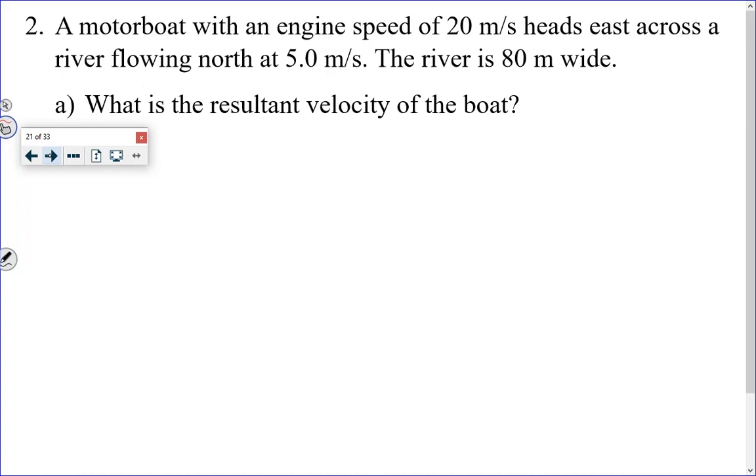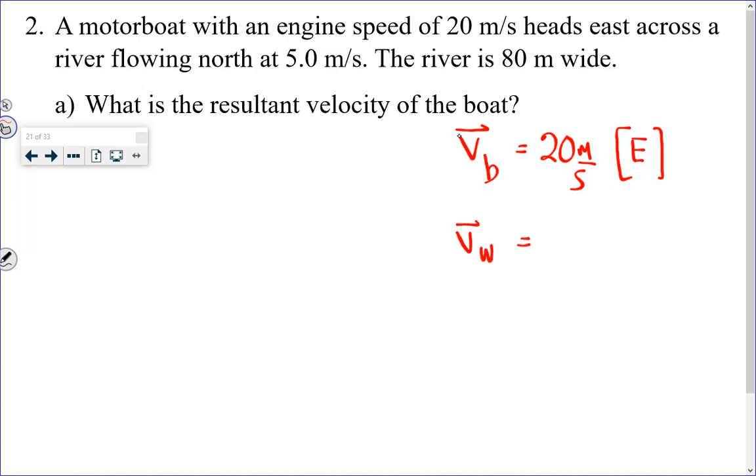All right, number 2. A motorboat with an engine speed of 20 meters per second heads east. So this is what I would call the velocity of the boat. It's 20 meters per second east. When I say the velocity of the boat, I mean the velocity of the boat if it were in still water, if it were sitting in a lake moving through the lake water, but not in a flowing river. We're also told that the velocity of the water, you could use R for river, I'm using W for water, is 5 meters per second north.